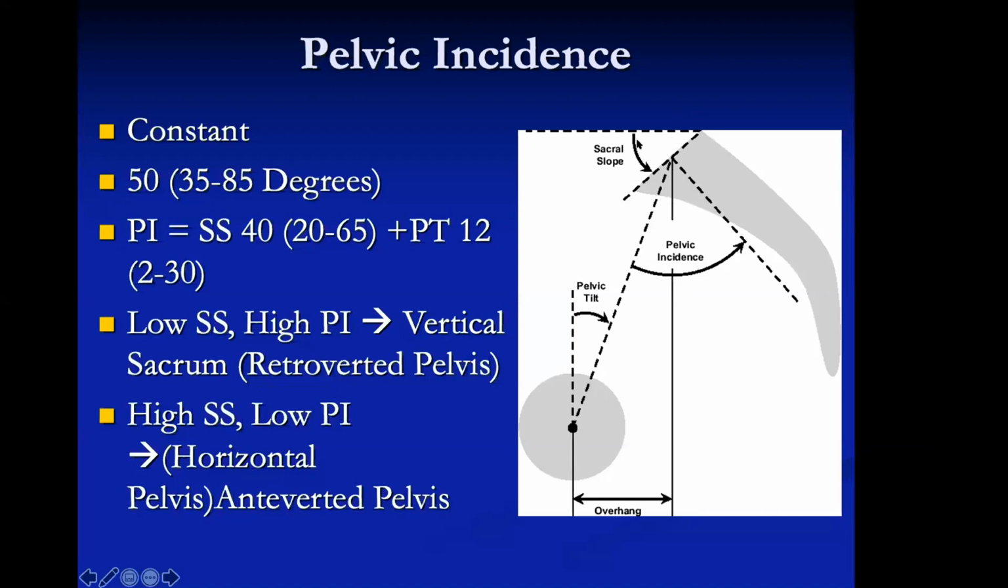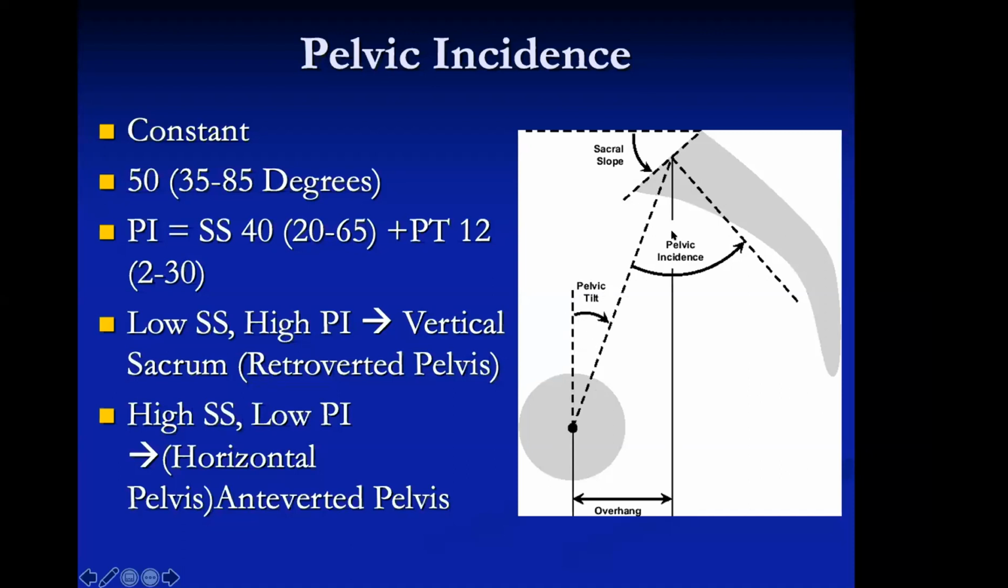Now, there are two other measurements related to pelvic incidence. The first is the sacral slope. This is the angle made by the superior end plate to the horizontal. The more horizontal the sacrum, the higher the sacral slope. Then there is the angle between the vertical down through the femoral head and the line joining the center of the superior end plate to the femoral head. This is called the pelvic tilt.